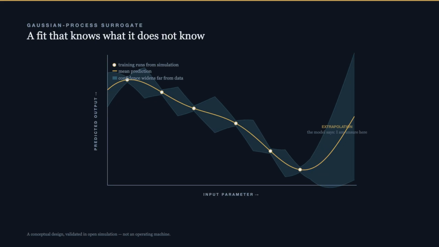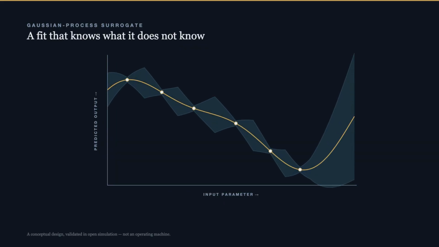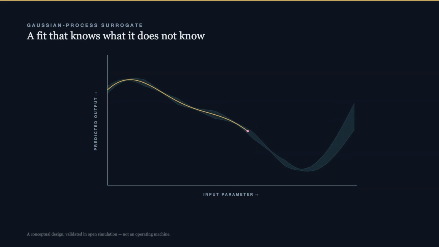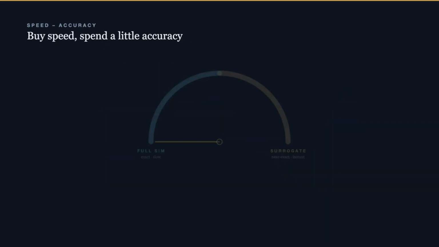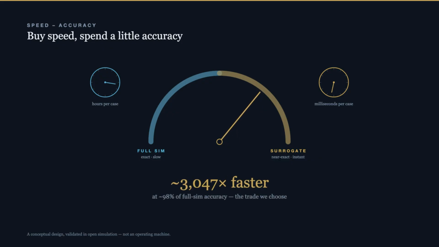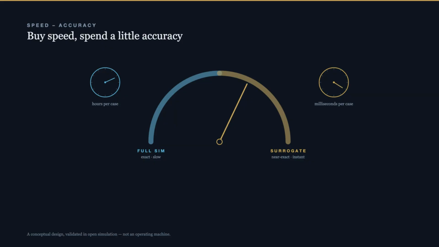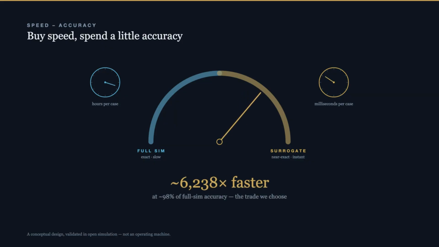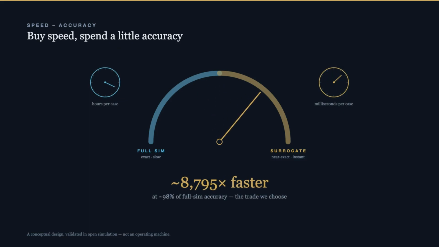So there is always a dial between speed and accuracy. A leaner surrogate is faster but coarser. A richer one is slower but sharper. Choosing the right point on that dial for this decision at this moment is the engineering judgment that makes the whole system practical. A real-time controller and an overnight design study sit at opposite ends of that same dial.